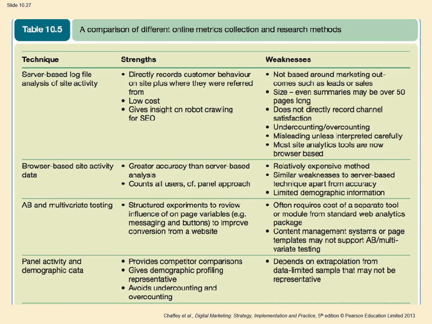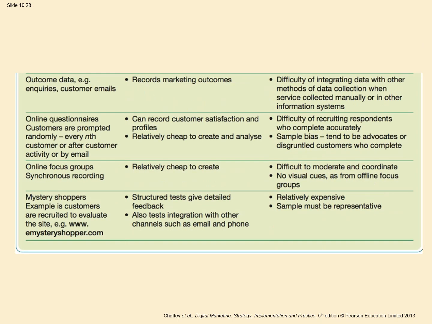These are some techniques for stage 3, where we use techniques or tools to collect metrics or do research. You can do it through your own website or the browser, A/B testing, and panel activity from the demographic data. You can also check the customer data, or you can spread an online questionnaire or run an online focus group, and also do a mystery shopper, where you hire someone as a customer and ask them to buy something from your website to see whether the website provides a good service.